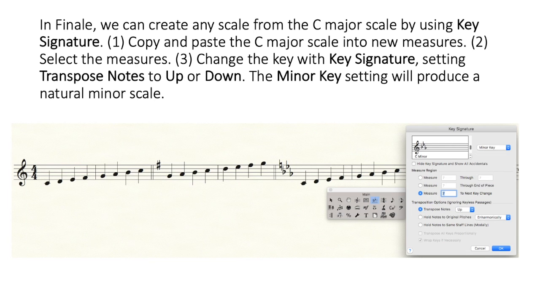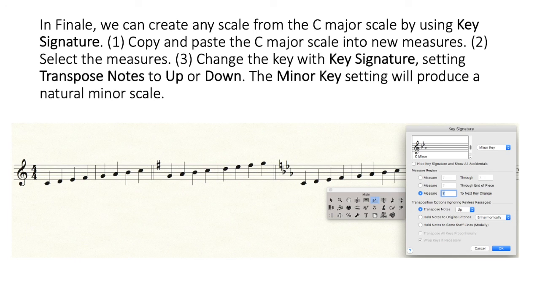In Finale, we can create any scale from the C major scale by using key signature. First, copy and paste the C major scale into new measures. Second, select the measures. Third, change the key with key signature, setting transpose notes to up or down. The minor key setting will produce a natural minor scale.